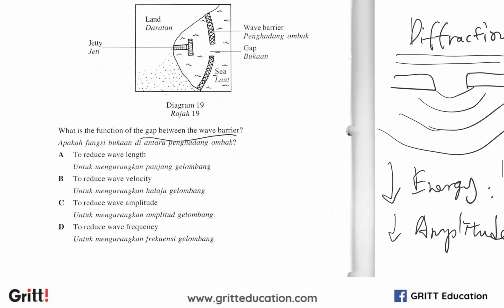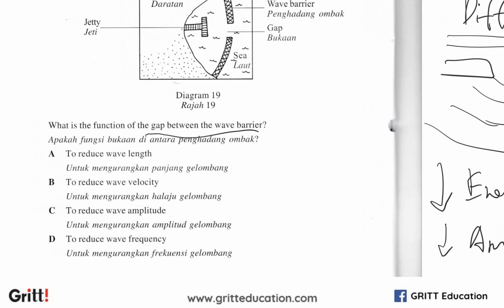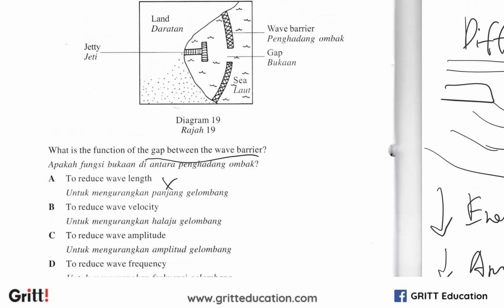So from here, we can take a look at the answers. A, to reduce wavelength. Well, as it approaches land, the deep water will go to shallow water. So yes, it does reduce, but however, it's not the function of the gap. B, to reduce wave velocity. Again, it does reduce because it goes from deep to shallow water, but it's not the function of the gap.